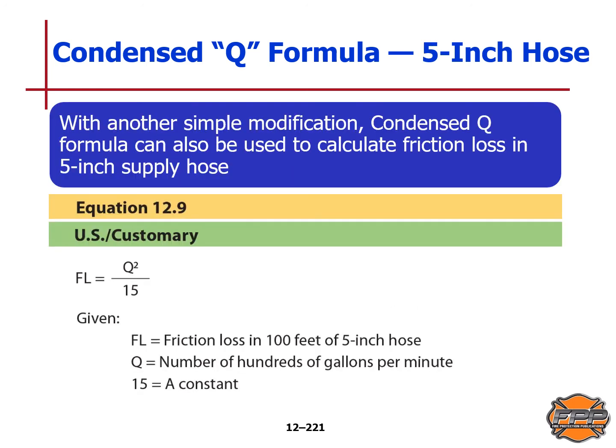With another simple modification, the condensed Q formula can also be used to calculate friction loss in 5-inch supply hose. The formula is friction loss equals Q squared over 15, given that FL is friction loss in 100 feet of 5-inch hose, Q is the number of hundreds of gallons per minute, and 15 is a constant.